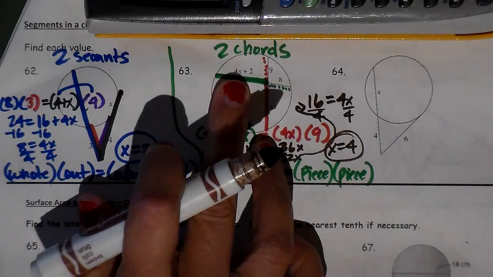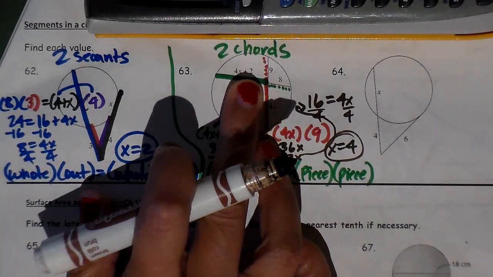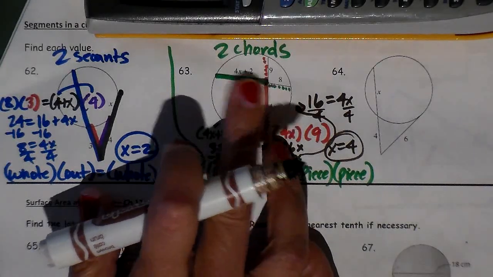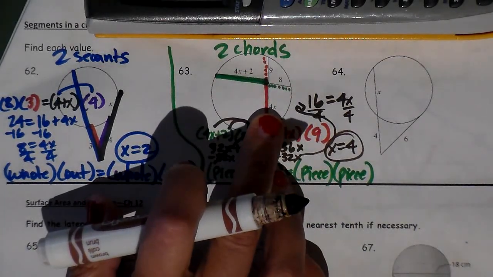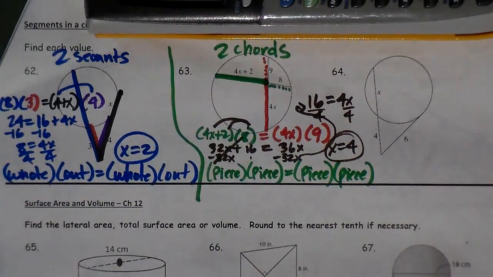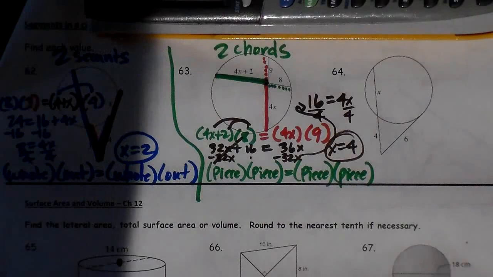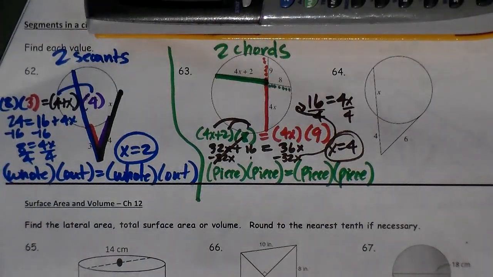And if you check it and plug it in, 4 times 4 is 16 plus 2 is 18. 18 times 8 is 144. If I plug in the 4 here, I have 4 times 4, which is 16. 9 times 16 is 144. So they're equal. All right, let's do the last one for this particular video. This one's getting a little bit long.